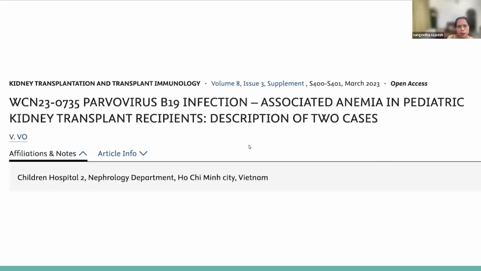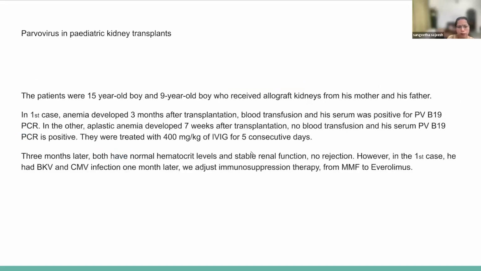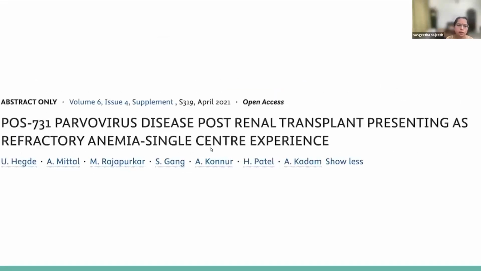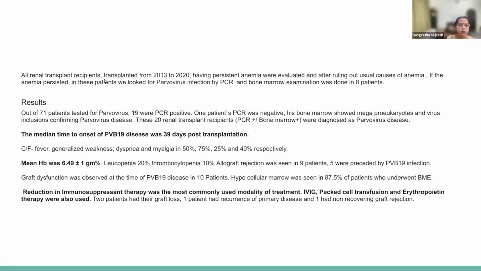Even in pediatric kidney transplant recipients, parvovirus B19 infection case reports are there. And one case series which I would like to present on this platform is parvovirus disease post-renal transplant presenting as refractory anemia. This is from Rajagiri Center. It is a single center experience which was published in April 2021 in Kidney International. I will go to the details.